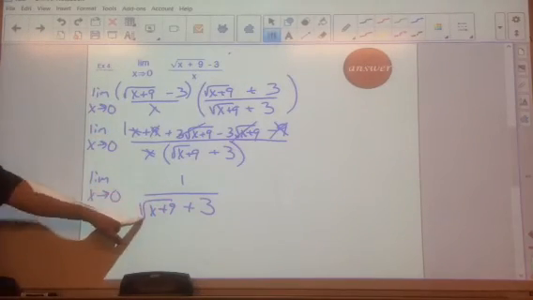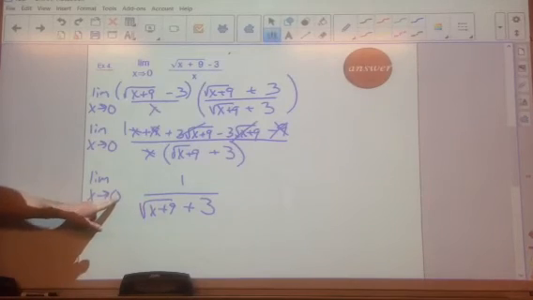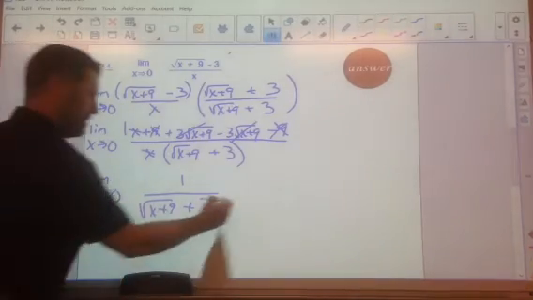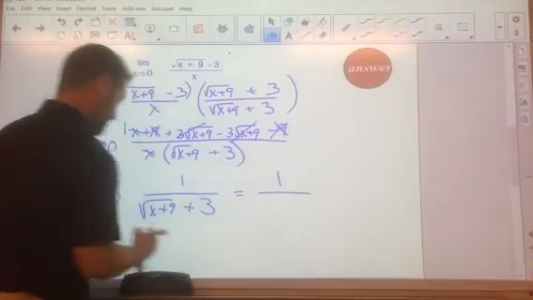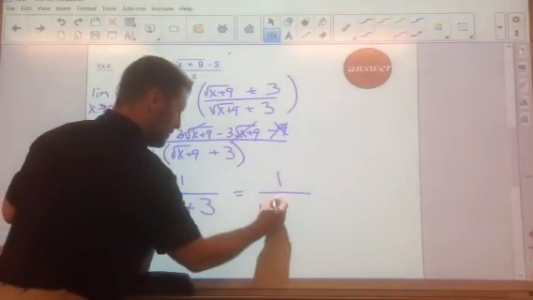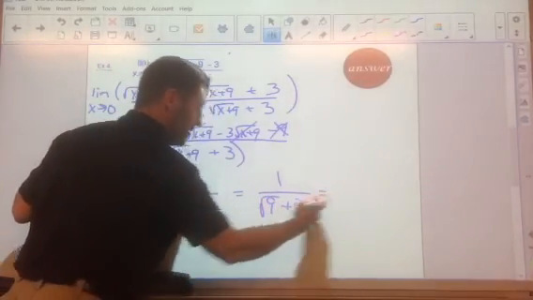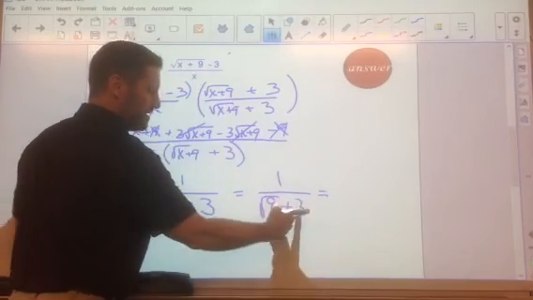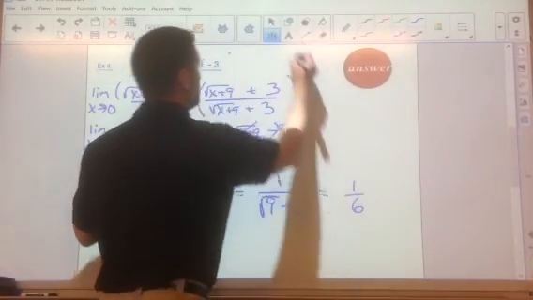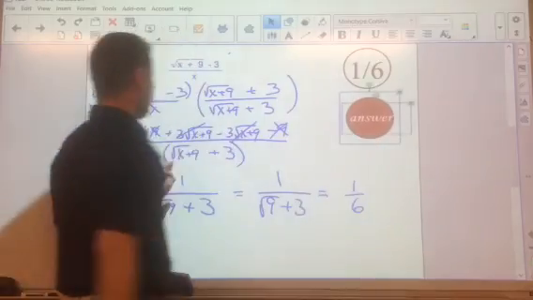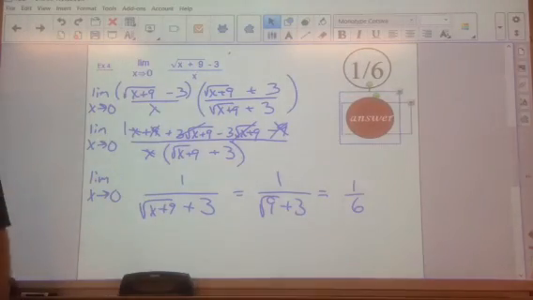Now that I've got it into this form, I should be able to use direct substitution and plug the 0 directly in. I will get 1 over, the 0 goes in, root 9 plus 3. 1 over 3 plus 3 is 1 sixth. The limit as x approaches 0 is 1 sixth.